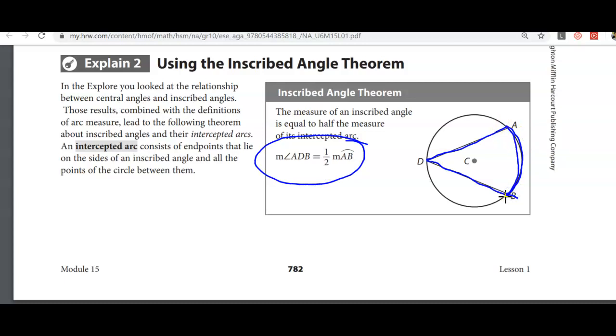So all that means is, if ADB was, I should change my color here. If this, so that means this angle right here we're working with, okay? If ADB was 50, and I know it's not drawn to scale, I know it's not 50, then this measurement right here, remember when we're working with circles, we always work with degrees, this one right here would be 100 degrees.